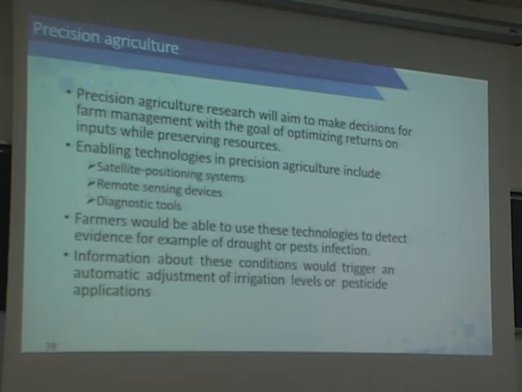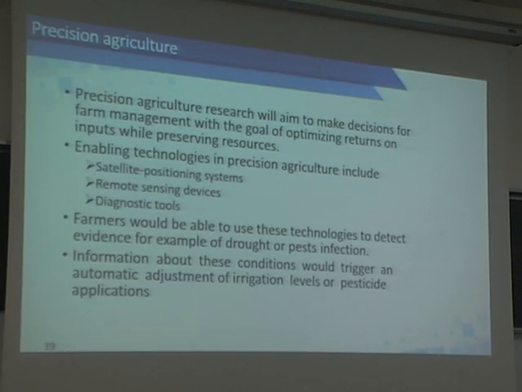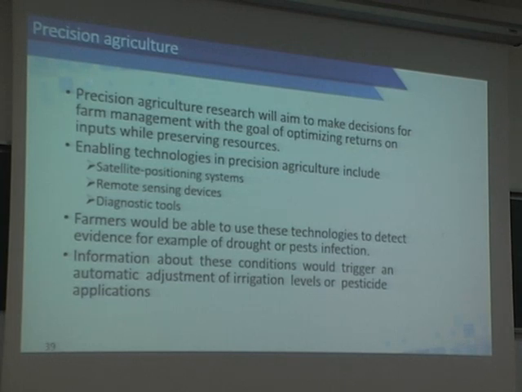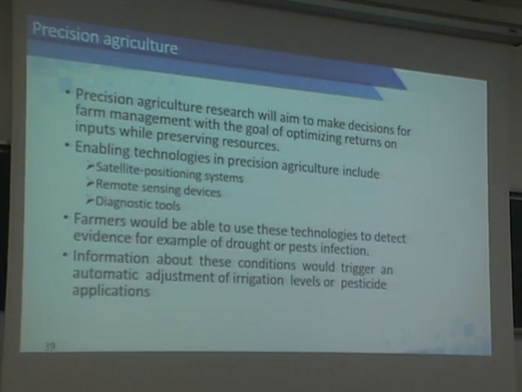Precision agriculture, we hear a lot more about this recently, and the definition is basically that this technology aims to support farm management decisions with the goal of optimizing returns on inputs while preserving resources. It can be different types of technology based on satellite positioning systems, remote sensing devices, or diagnostic tools. Farmers can use this technology to detect evidence, for example, of drought or pest infestation. I was recently at the Argan Congress, and we visited an area where they are planting trees and using sensors beside the plants to monitor the amount of water, so that they can deliver only the amount of water that's required.